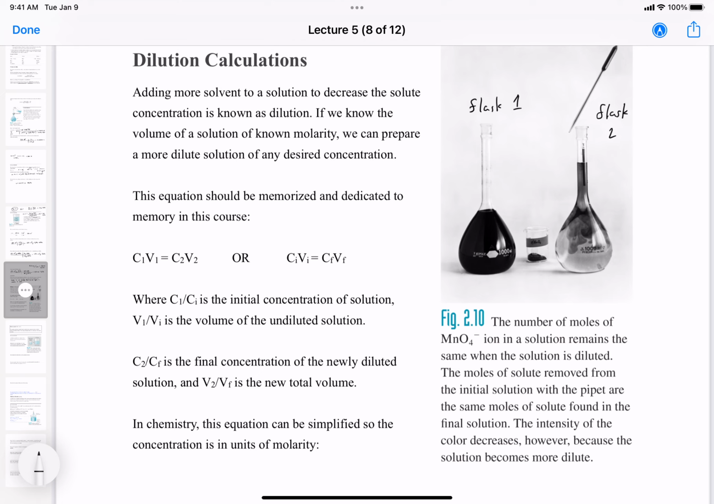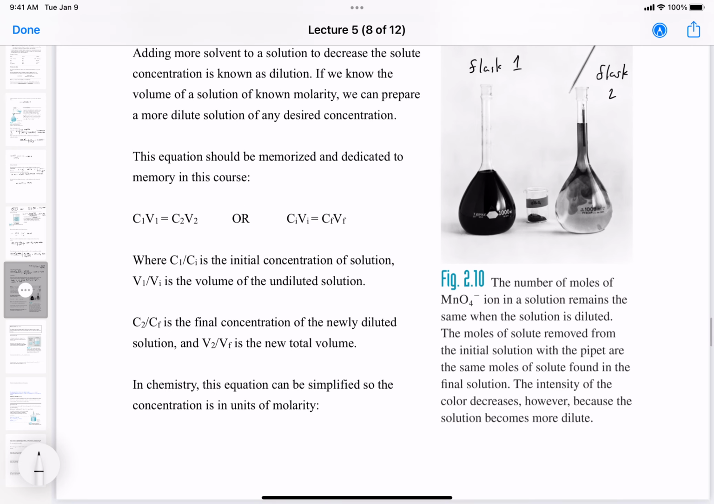We can also write this as CI, the concentration of the initial solution, times VI, the volume of the initial solution, equals CF times VF, which is the concentration of the final solution and the volume of the final solution. Okay. So in this case, C2 is the final concentration of the newly diluted solution, and V2, or VF, is the new total volume.